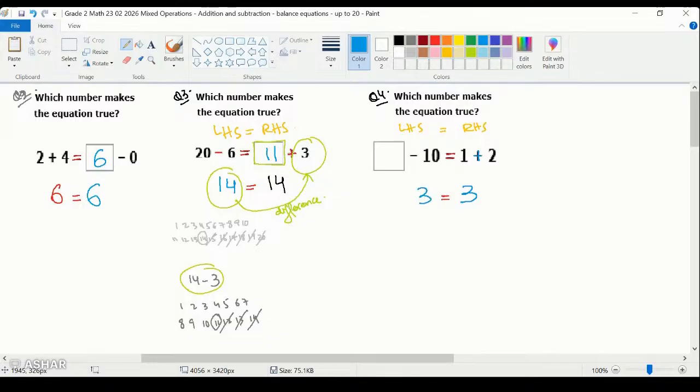That means we need to find this missing number. So can we say 10 plus 3? 10 plus 3 is 13. And 13 minus 10 would be 3. See, for this part of the question, I'll show you what we are doing here. For this part of the question, we are trying to recall related subtraction facts. We did it previously, right?